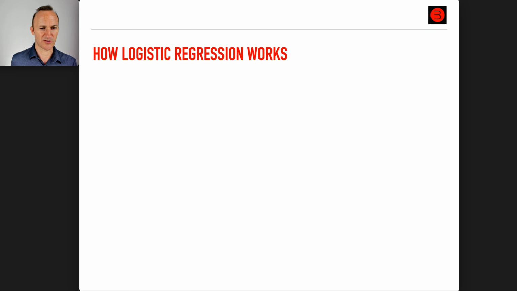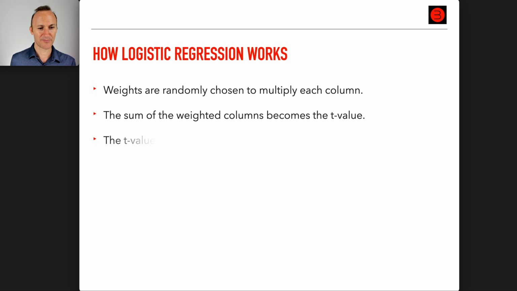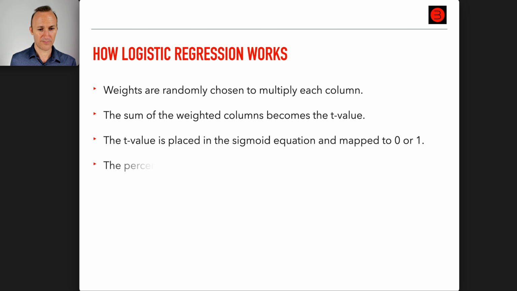So how does logistic regression work? Weights are randomly chosen to multiply each column. The sum of the weighted columns becomes the t value, really x value, but I use t because the equation provided here was t. The t value is placed in the sigmoid equation and mapped to 0 or 1. And the percentage of correct predictions is returned.